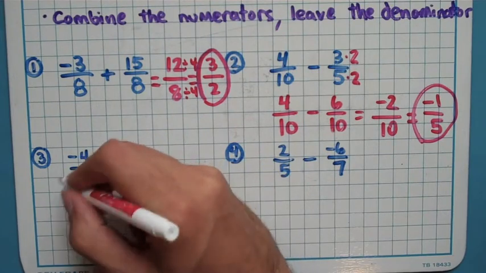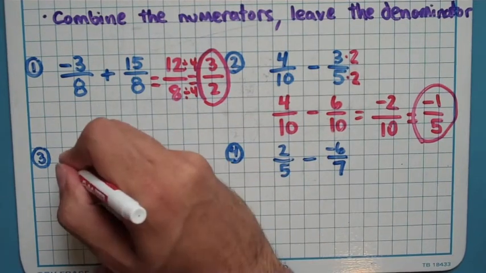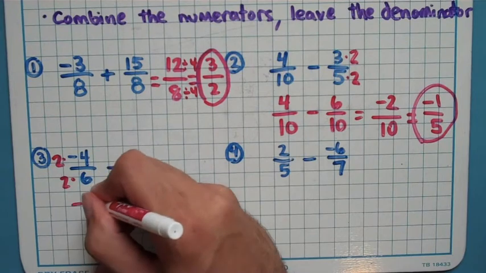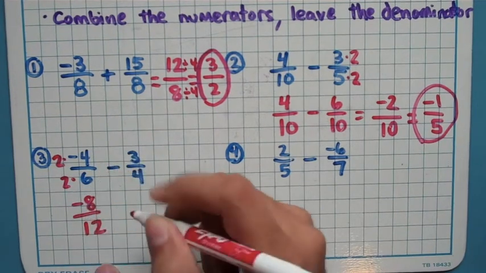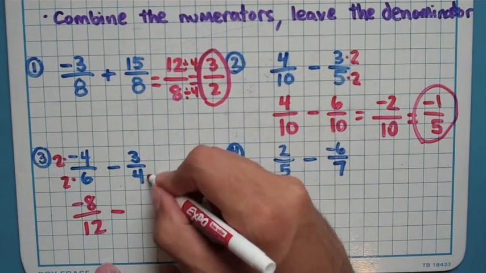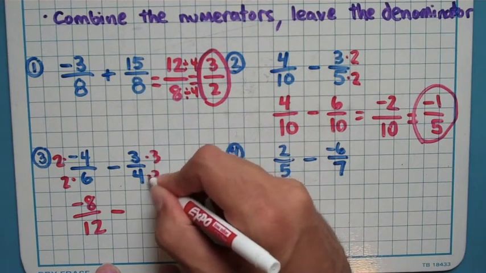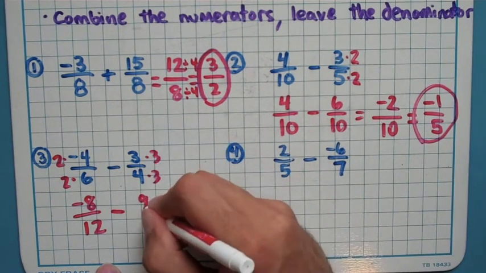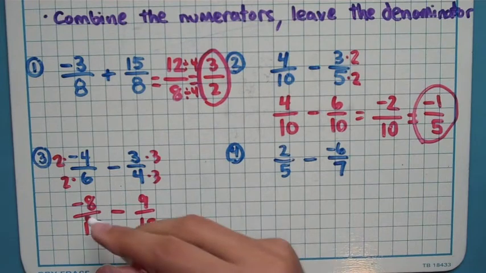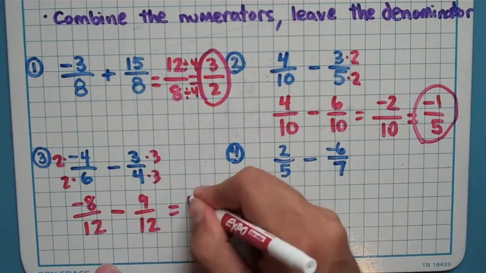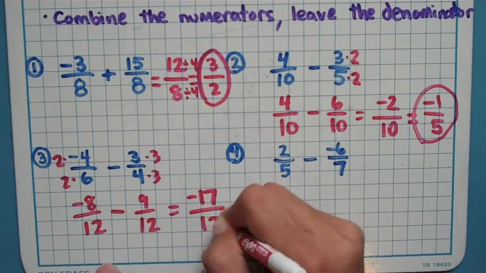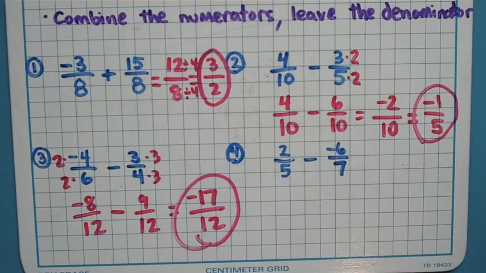My first guy here, 6 times 2 equals 12, so I'm going to do that to my first fraction. I end up with negative 8 over 12. Keep my minus sign. And 4 times 3 equals 12, so I'm going to multiply both of these guys by 3. And when I subtract here, negative 8 minus 9, I'm going to get negative 17 over 12. That doesn't reduce, so I'm going to leave it as my final answer.